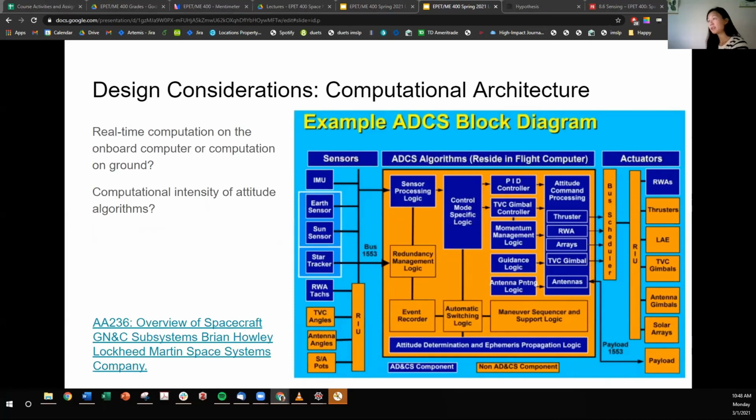Your computational architecture for your ADCS system could be real-time computation on board the computer or computation on ground. We talked about this in a previous slide where you can rely on your spacecraft to be really smart and have all the computing on board, or you can rely on ground station to calculate for you and then teleoperate commands. You also need to think about how computationally intense are your attitude algorithms. You can have really, really smart algorithms, but it could take up a huge data budget, and then your spacecraft is clogged up in the brain and can't do anything else. So you need to weigh that.